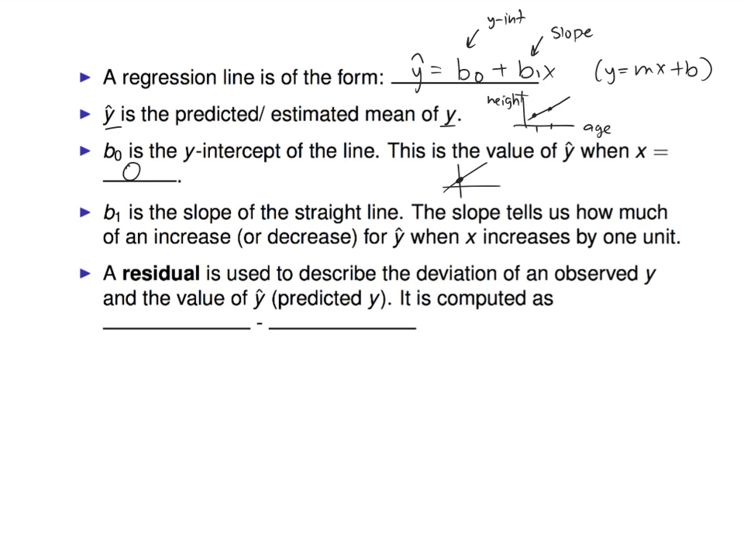B1 is the slope of the straight line. This tells us how much an increase or decrease for y hat happens when x increases by 1. So like if age goes up by 1, how much does height increase? Okay. And do you guys remember how to find residuals? This is how much an individual observation deviates from the predicted value. The actual minus predicted. Observed minus predicted, or actual minus predicted. Or y minus y hat.